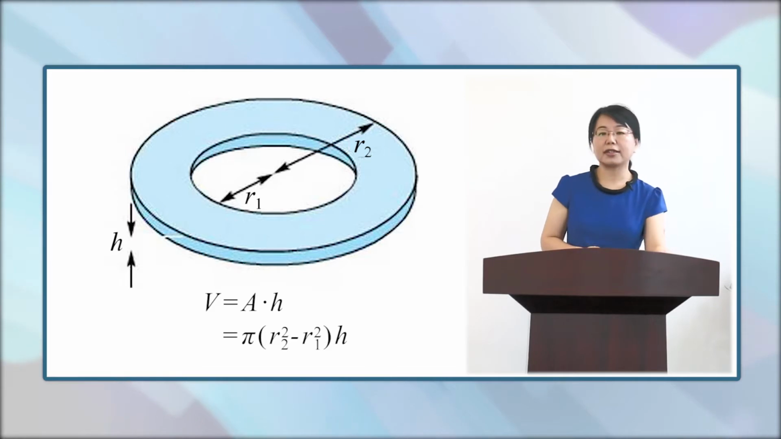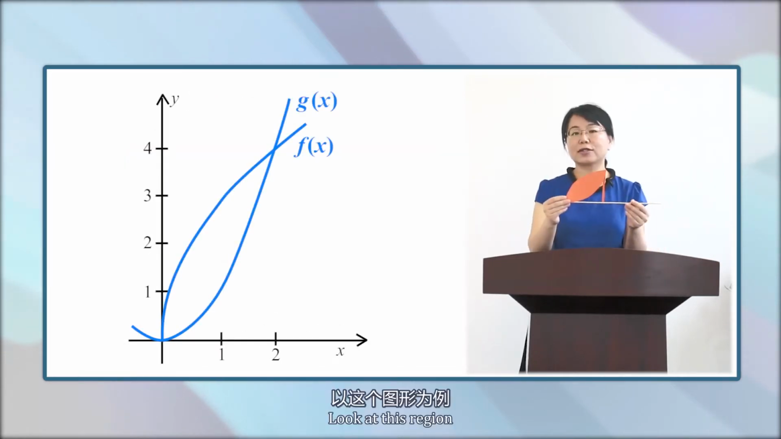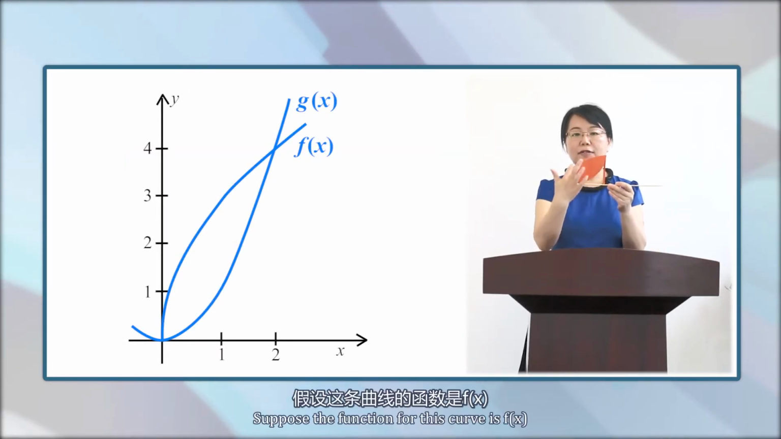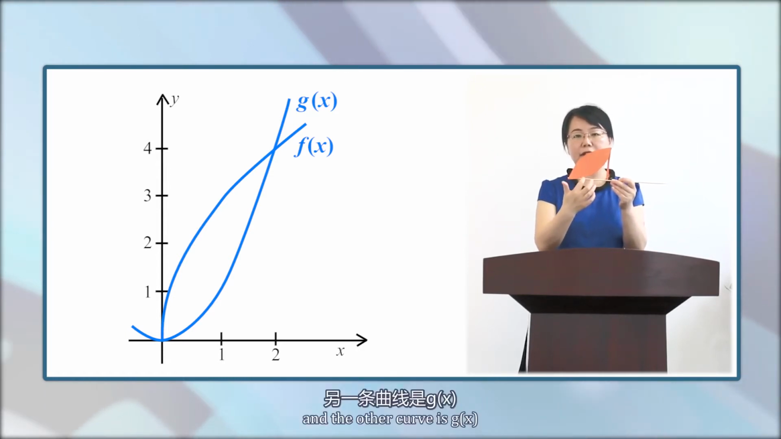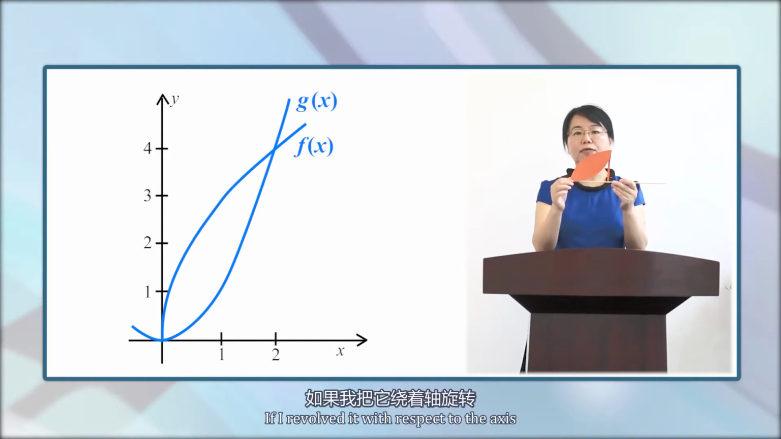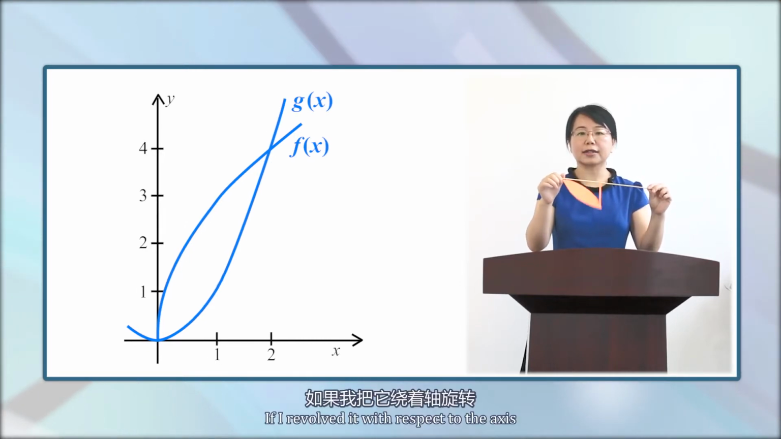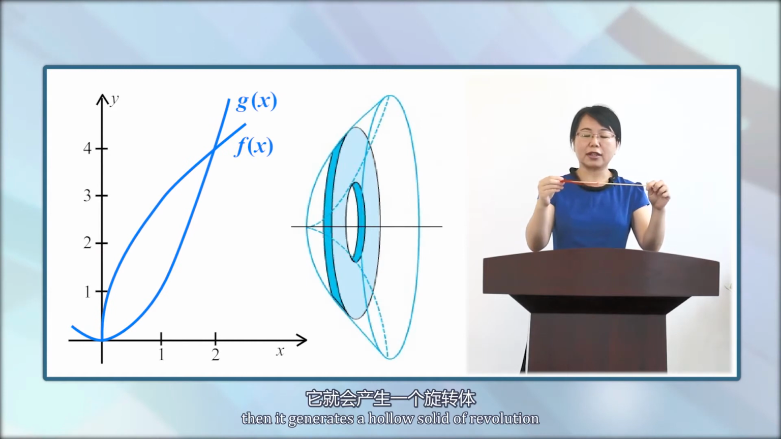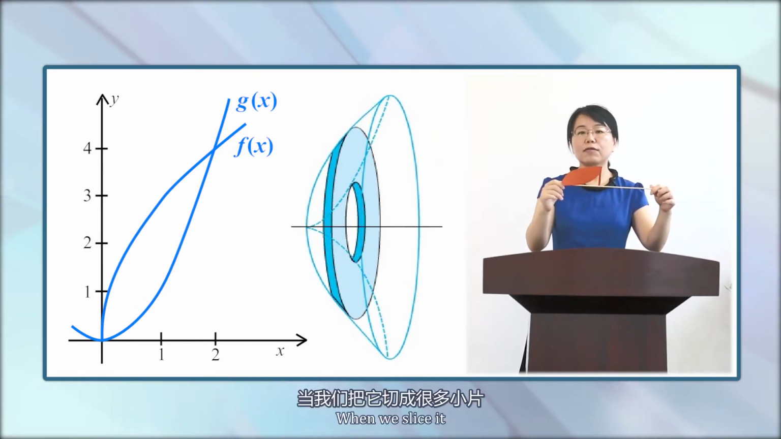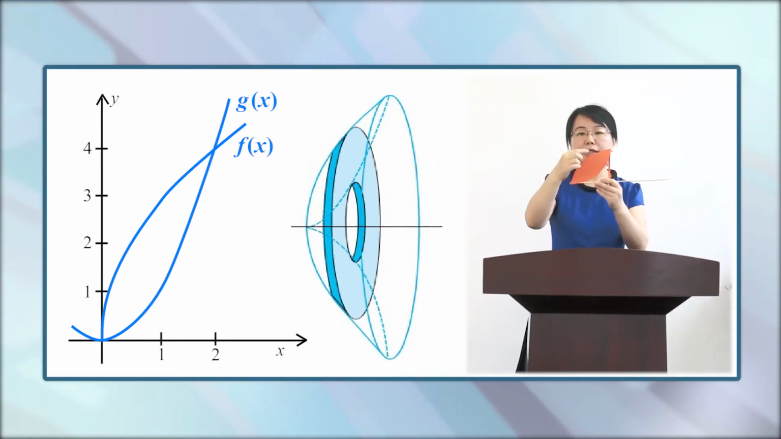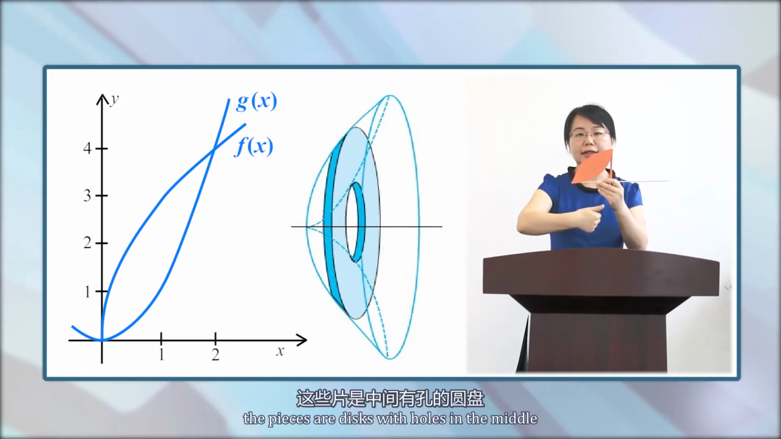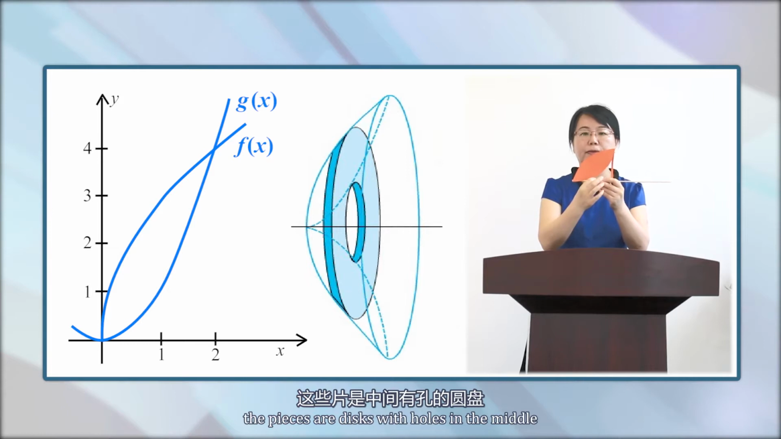Alright, now let's see one example. Look at this region. Suppose the function for this curve is f, and the other curve is g. If I revolve it with respect to the axis, then it generates a hollow solid of revolution. When we slice it, the pieces are discs with holes in the middle.